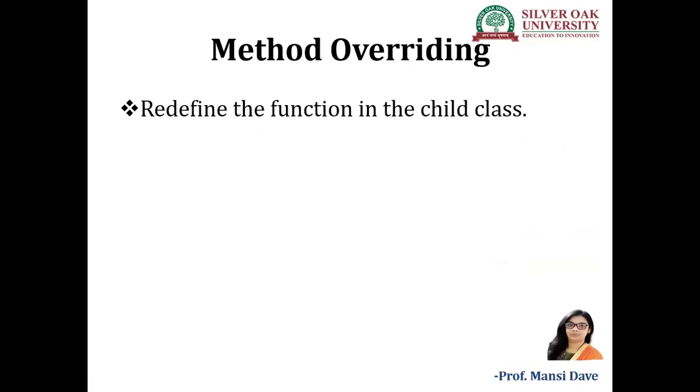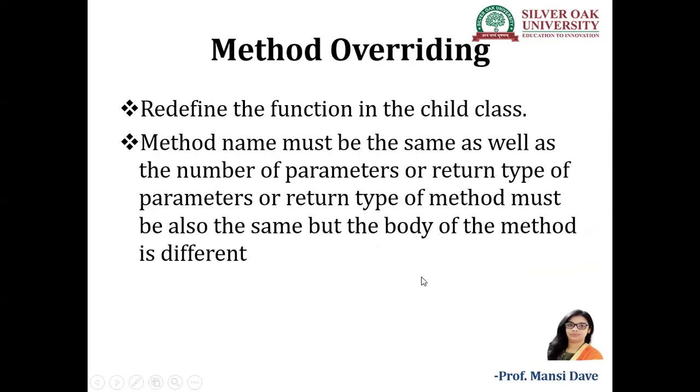Method overriding means redefining the function in the child class. Whenever I say child class, that means the concept of inheritance is involved. Here the method name, return type of the method, number of parameters, and type of parameters may be the same. That means the method signature is the same, but the body of the method is different. We will understand method overloading and method overriding with a practical demonstration, and later we will go through the differences.